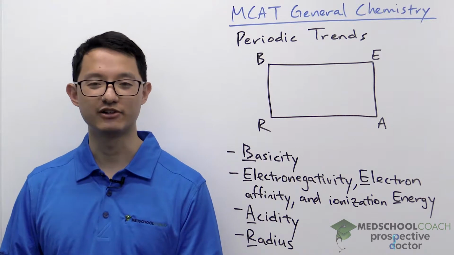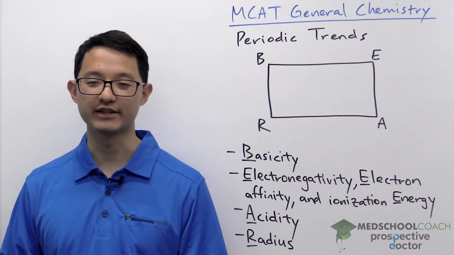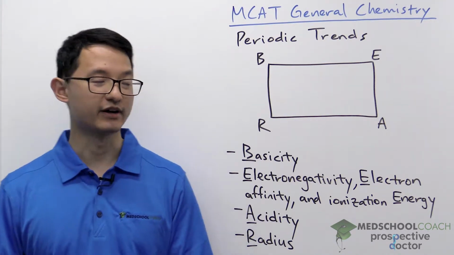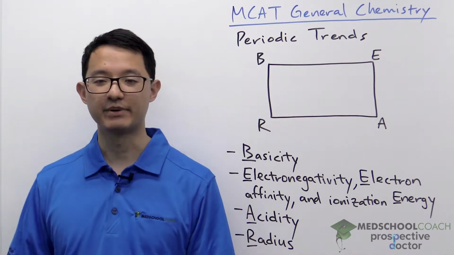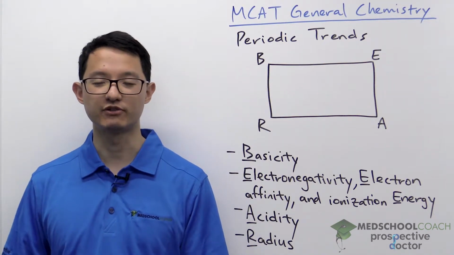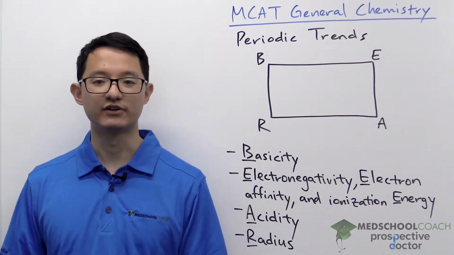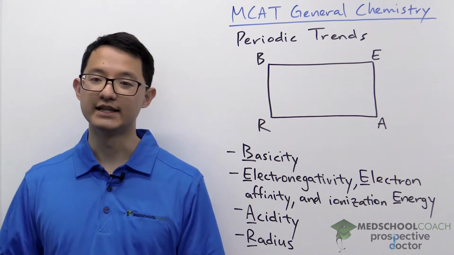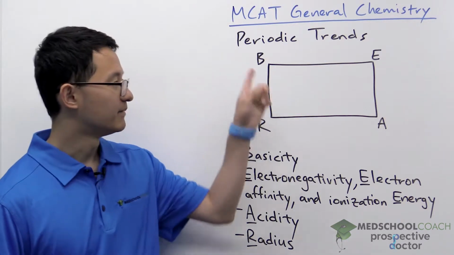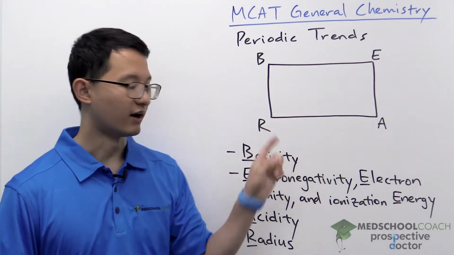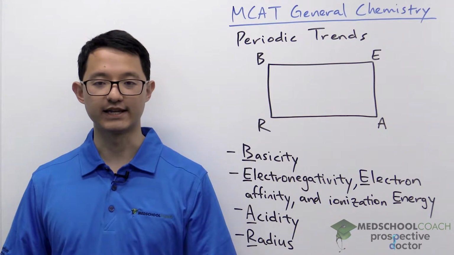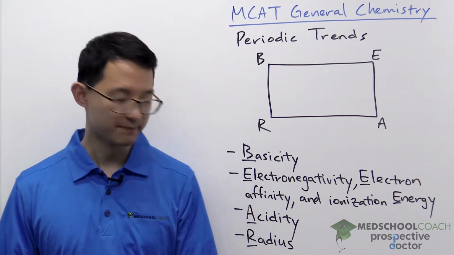Today we have another general chemistry mnemonic for you, and that mnemonic is for periodic trends. The periodic trends tell you in which direction of the periodic table you have increasing values for different chemical properties. The mnemonic is BEAR, B-E-A-R. And each letter stands for different chemical properties.